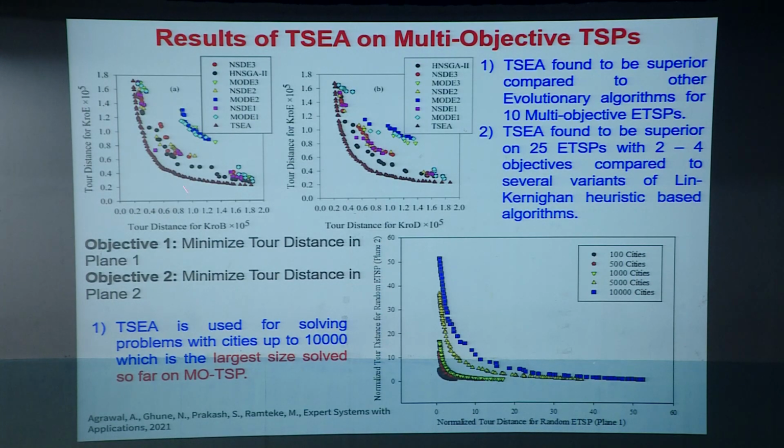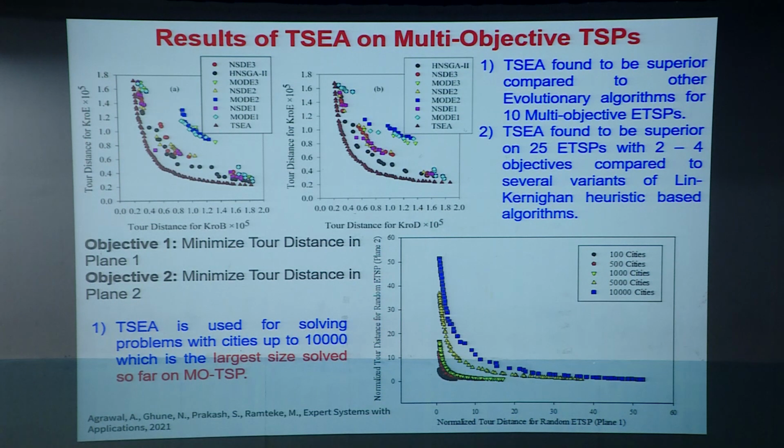In fact, just to check the scalability of our algorithm, we have again extended this application to a problem with 10,000 cities. And here I am showing the results for different numbers of cities. So these are the results with 100 cities, then 500, 1,000, then 5,000, and finally the 10,000 cities problems. The Pareto fronts are shown here.